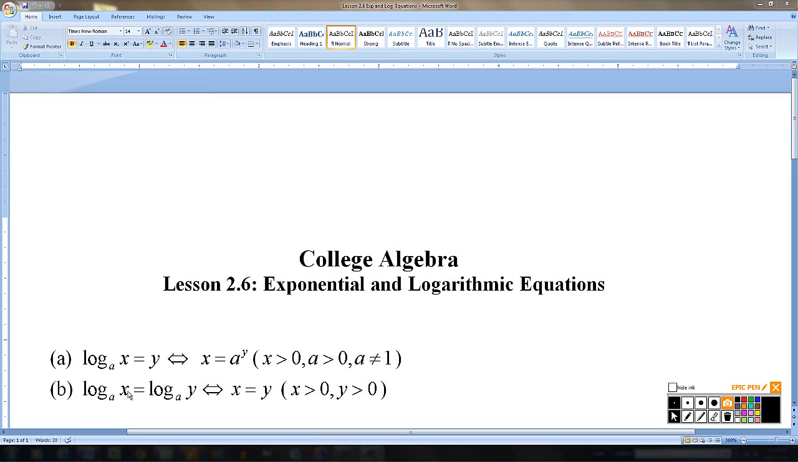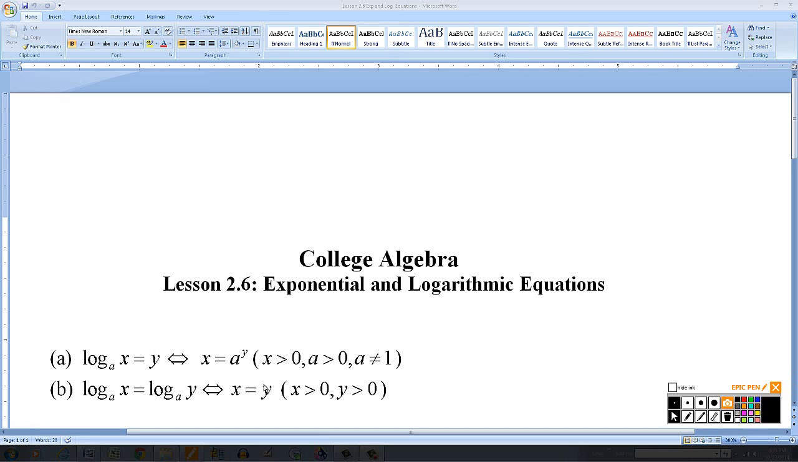And then the second concept we're going to be using is a property of logs. If you have the log of x to base a equal to the log of y to base a, as long as x and y are both positive numbers, then x has to equal y. So let me just illustrate that with some basic examples.